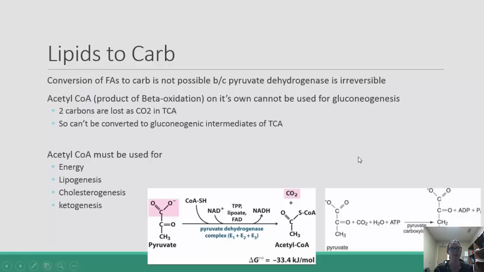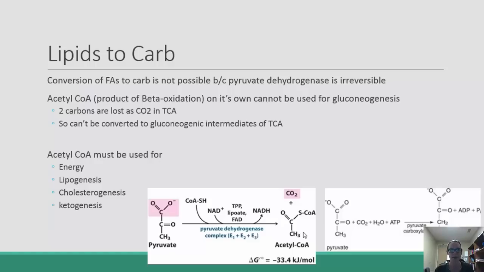Okay? So acetyl-CoA, which is our product of beta oxidation when we are oxidizing lipids, on its own can't be used for gluconeogenesis, because once the acetyl-CoA on its own goes into the TCA cycle, both of these carbons are lost in the form of CO2 in the TCA cycle. So we really have no net conversion of energy if we just had the acetyl-CoA entering the TCA cycle. It wouldn't work.